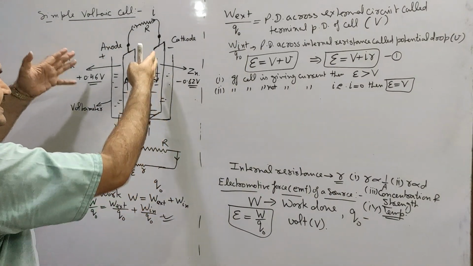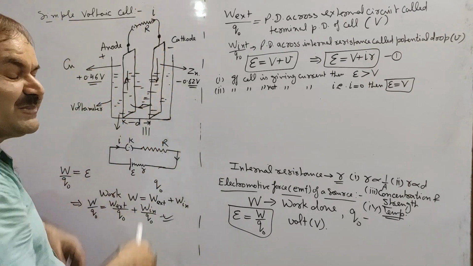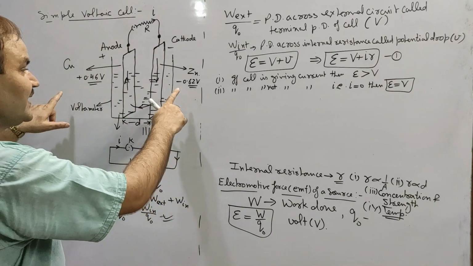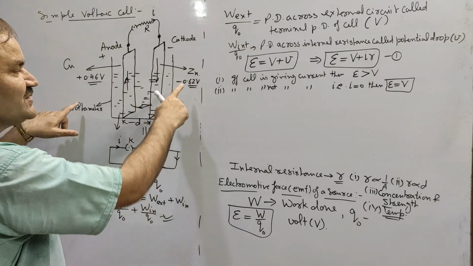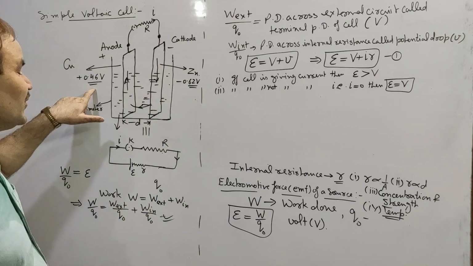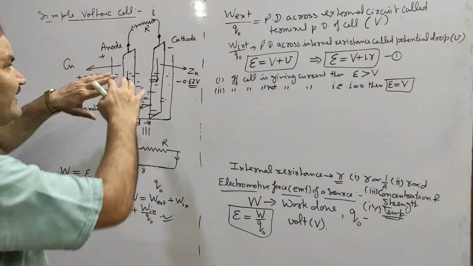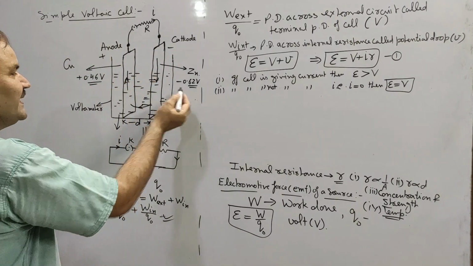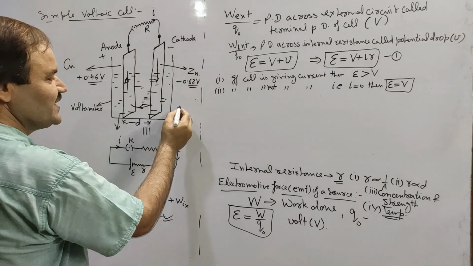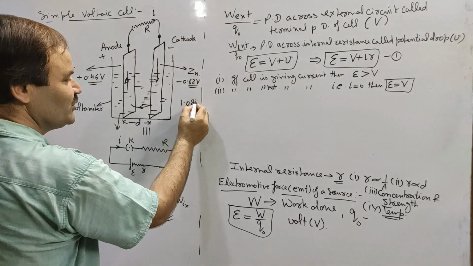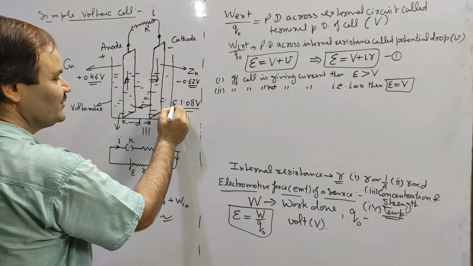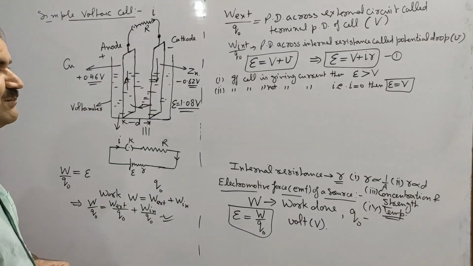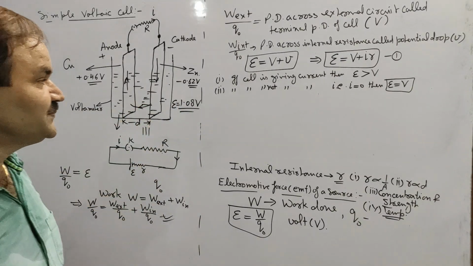And since as soon as the plates are dipped in electrolyte, they attain the potentials of minus 0.62 volt and 0.46 volt, even when the cell is in open circuit, the potential difference across its terminals will be the difference of these two potentials, and that will be 1.08 volt. So the EMF of the simple voltaic cell will be 1.08 volt.